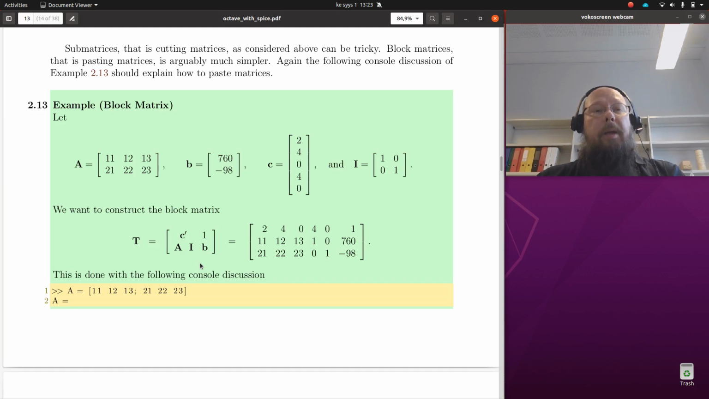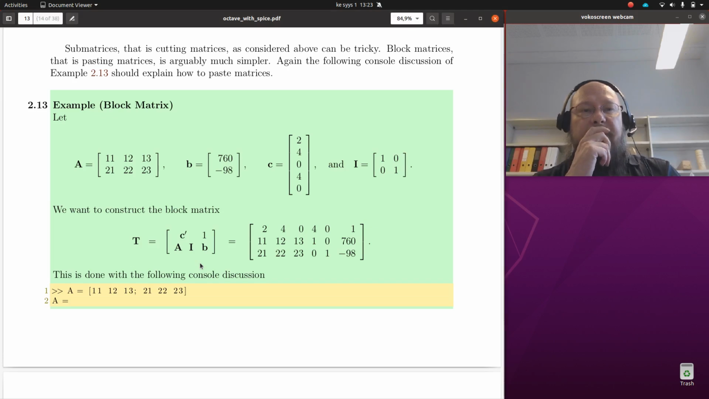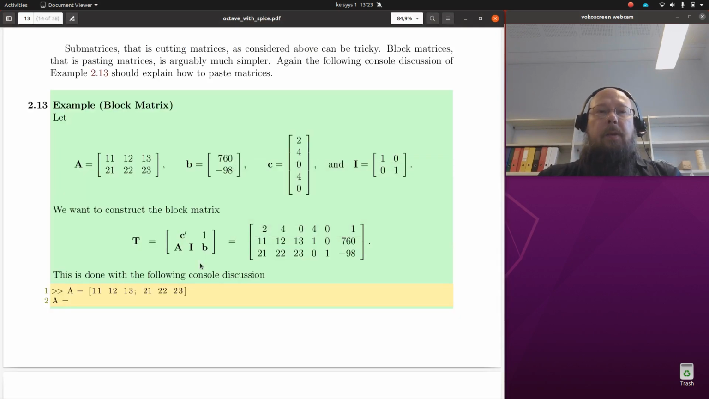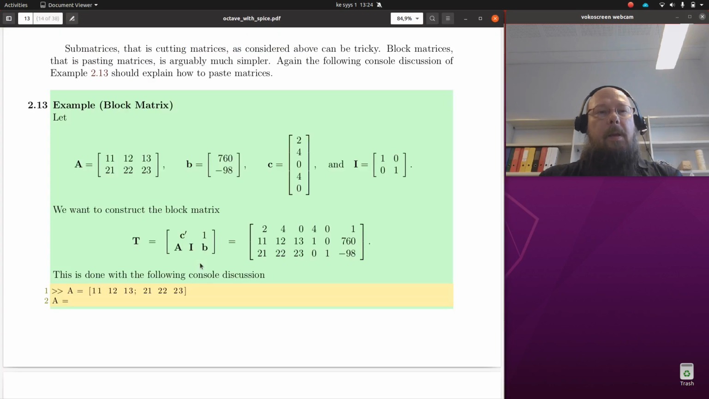So how do we define T? T, capital T, let it be something. Let's have the brackets there. First we have C transpose, like this. What's next? Then we have just the number 1. Okay, it's number 1, and that's the first row.